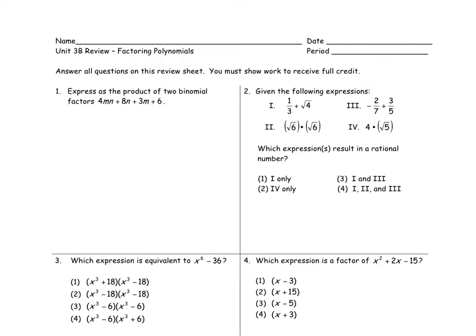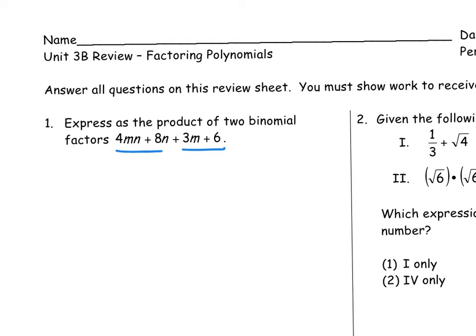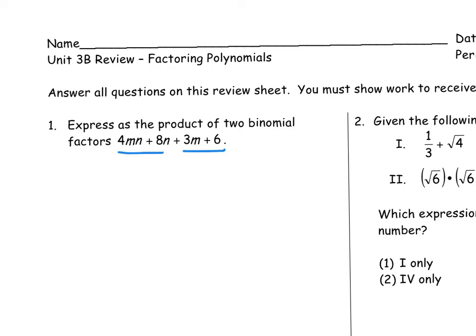So for question number 1, we are given a 4-term polynomial. So again, if you remember from the poster from the front of the room, a 4-term polynomial means we're going to factor by grouping. I'm going to look for the GCF of the first 2 terms, and then I'm going to look for the GCF of the last 2 terms. So let's check this out. The GCF for 4mn plus 8n is 4n. They both share a 4n, so I'm going to factor that out. What remains is m plus 2.